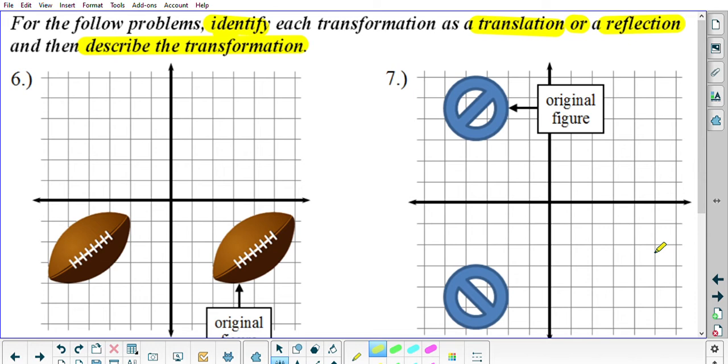So hit pause on the video, do 6, 7, and also 8 and 9 on your own, then hit play when you're ready for me to go over this. All right, I hope you've done these problems on your own. Let's see how you did.